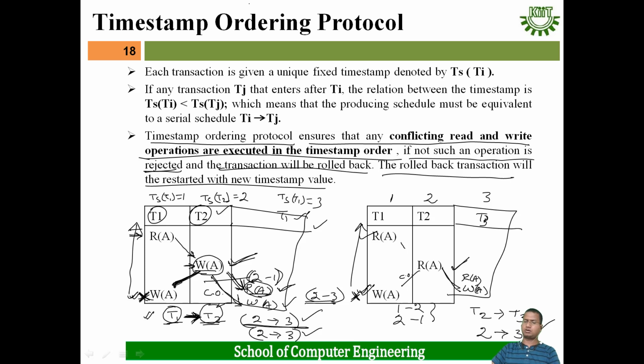In the timestamp ordering protocol, what do we have to do? First we have to find out the timestamp order of the transactions. Then we have to find the conflicting read write operations on both transactions. If the conflicting operations are in the order of the timestamp ordering of the transactions, then there will be no problem. If the conflicting operations are opposite to the timestamp ordering of the transactions, then we have to reject that operation, roll back the entire transaction, and reschedule that transaction after some time. Okay, this is all about the timestamp ordering protocol.